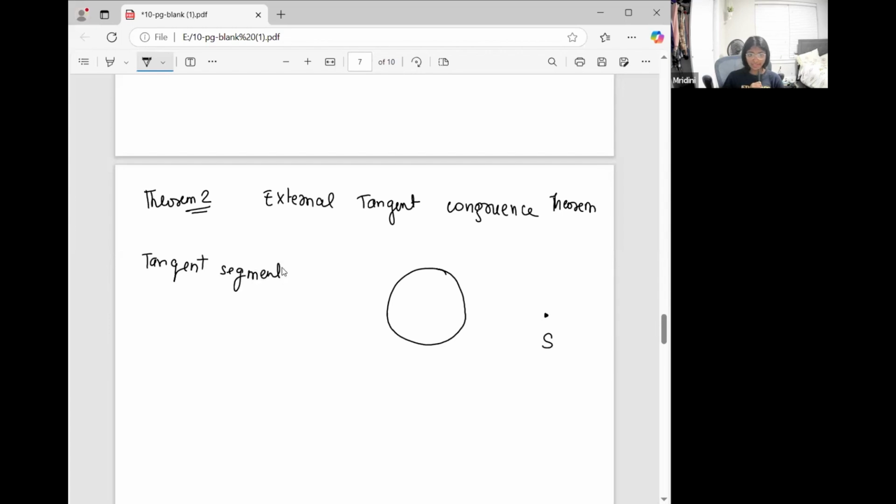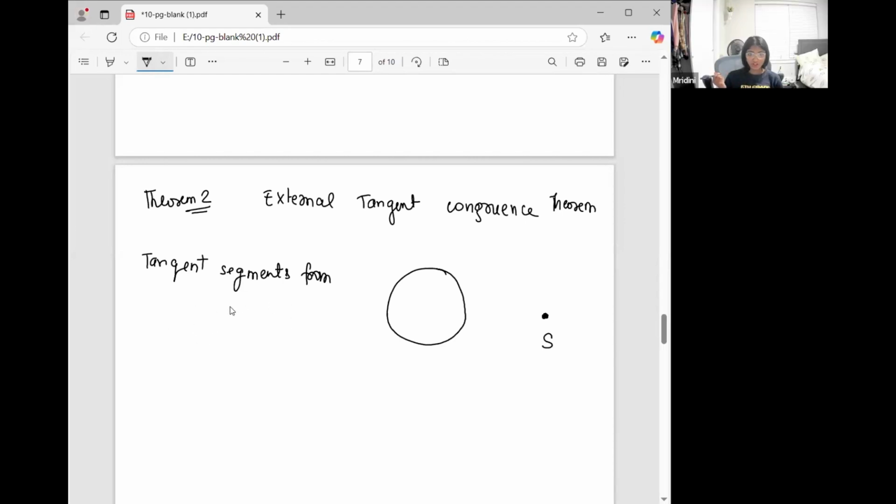Like for the circle, right? Sorry. For the circle, you can draw infinite. Yes, this is my point, an external point. I need to draw tangent segments on this circle. So how many possible options will be there?